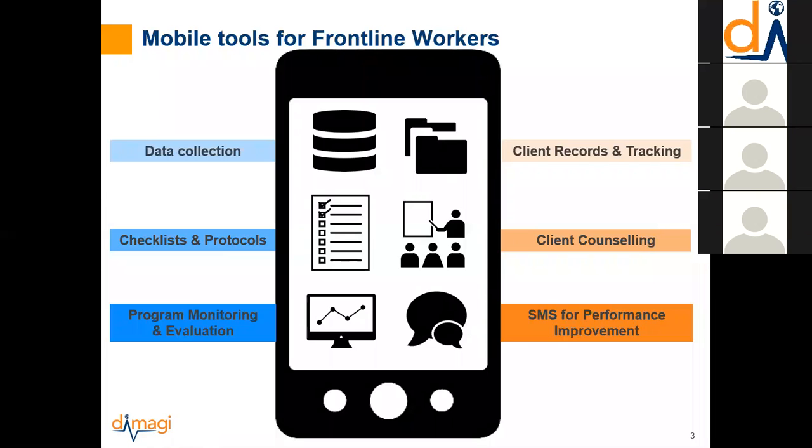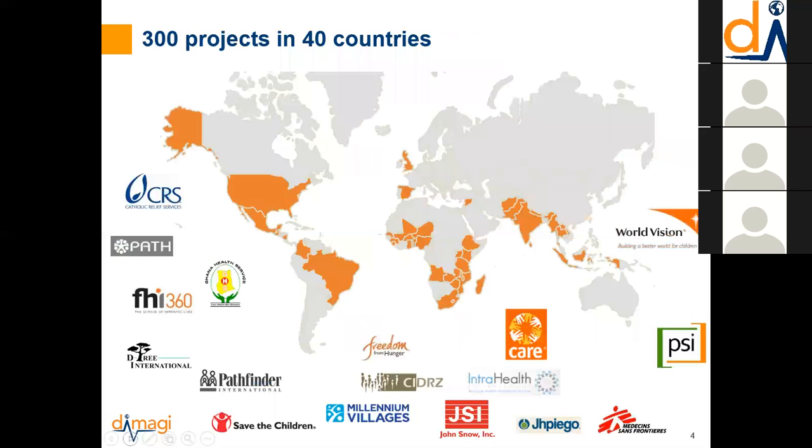So we build systems for data collection, checklists and protocols, program monitoring and evaluation, client records and tracking, client counseling, and then also SMS or text messaging for performance improvement. So all of these things you're able to do within ComCare, and you can build pretty complex systems with a very simple tool. We have over 300 projects in 40, I think we're actually at 41 now, 40 countries.